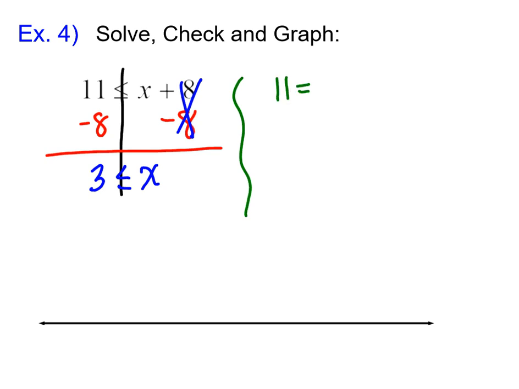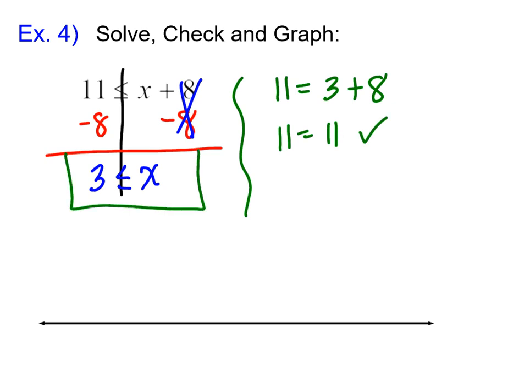We're going to check our solution. So 11 is equal to 3 plus 8. Follow order of operations. It works out. This inequality is good. We're going to put a 0 and a 3.